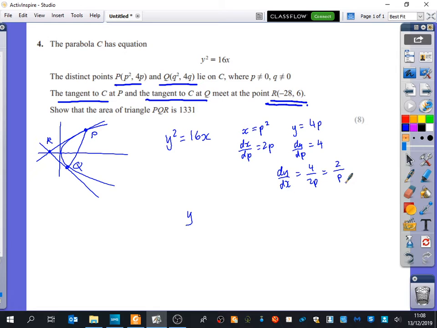Someone decided to change it from 2 over p to 1 over p midway through the question. Who was that? Not me. No. Ruhan. Yeah, Ruhan just suddenly changed it from 2 over p to 1 over p.